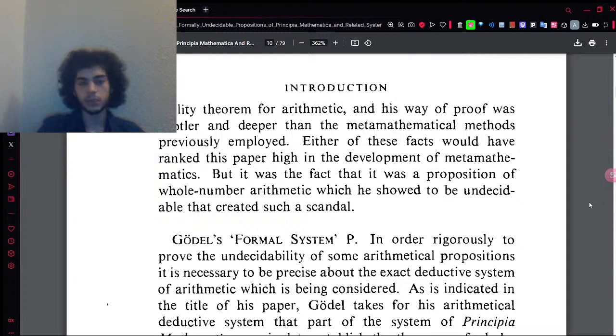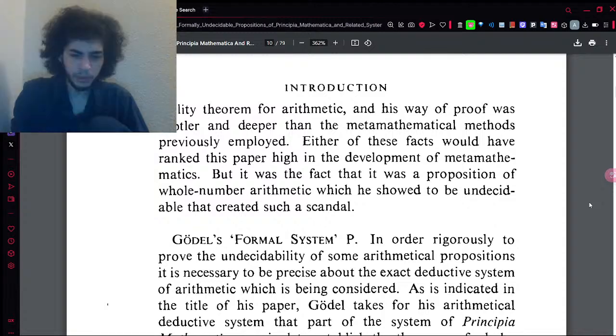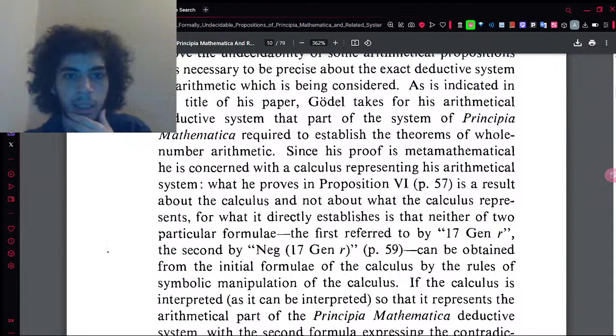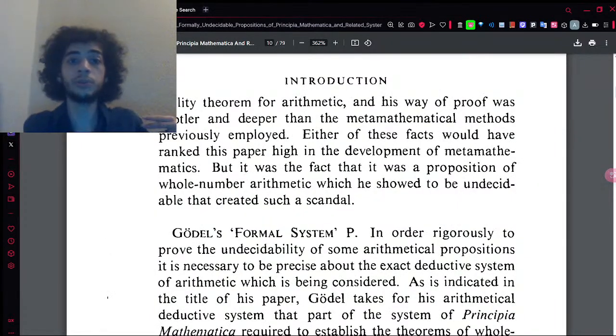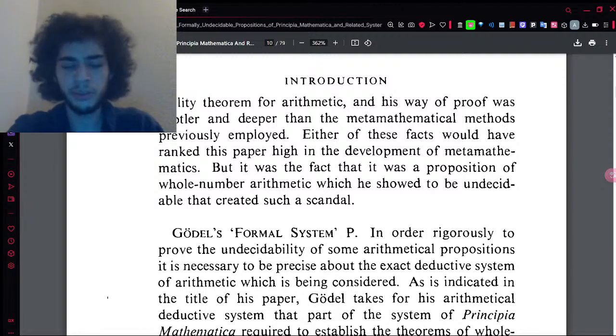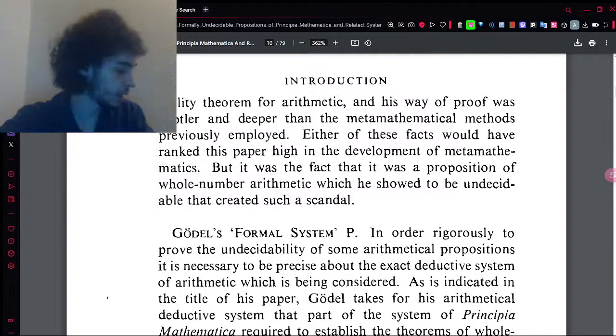I'm tired, bro. Maybe I should do some gaming. Okay, let me finish reading this paragraph, and we'll continue reading this paper. Maybe next time. I'm going to finish this paragraph, maybe do some gaming, and then I'm gonna peace out.